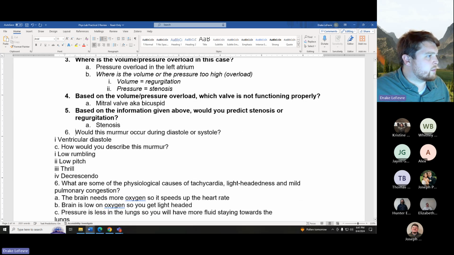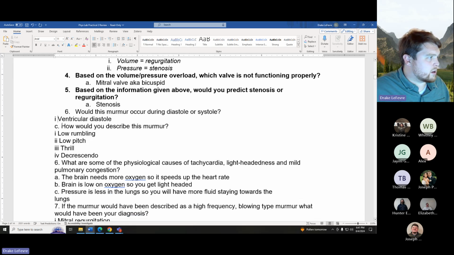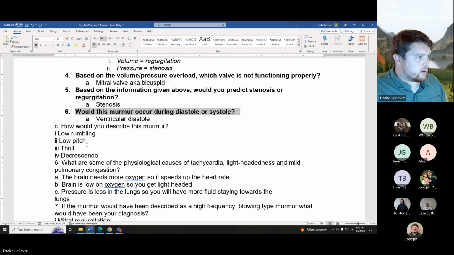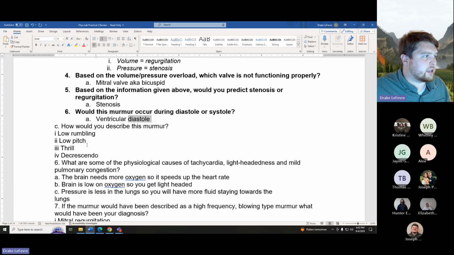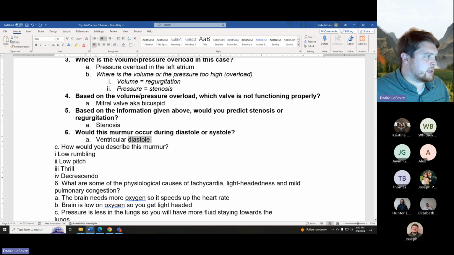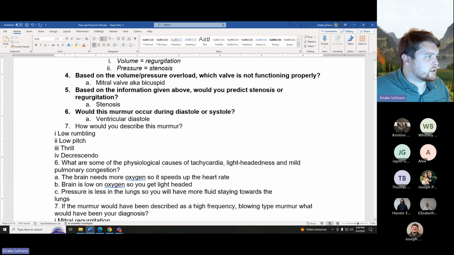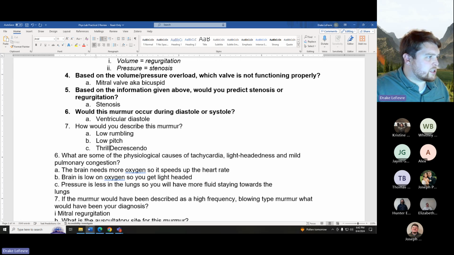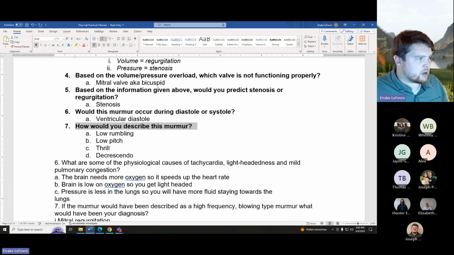And then would this murmur occur during diastole or systole? If it's mitral stenosis, it's during diastole, specifically ventricular diastole, because that is when the AV valves are supposed to be open, so it's not open enough. Describing this murmur, that low rumbling, the low pitch, the thrill, the decrescendo, all of those kind of words are describing it.